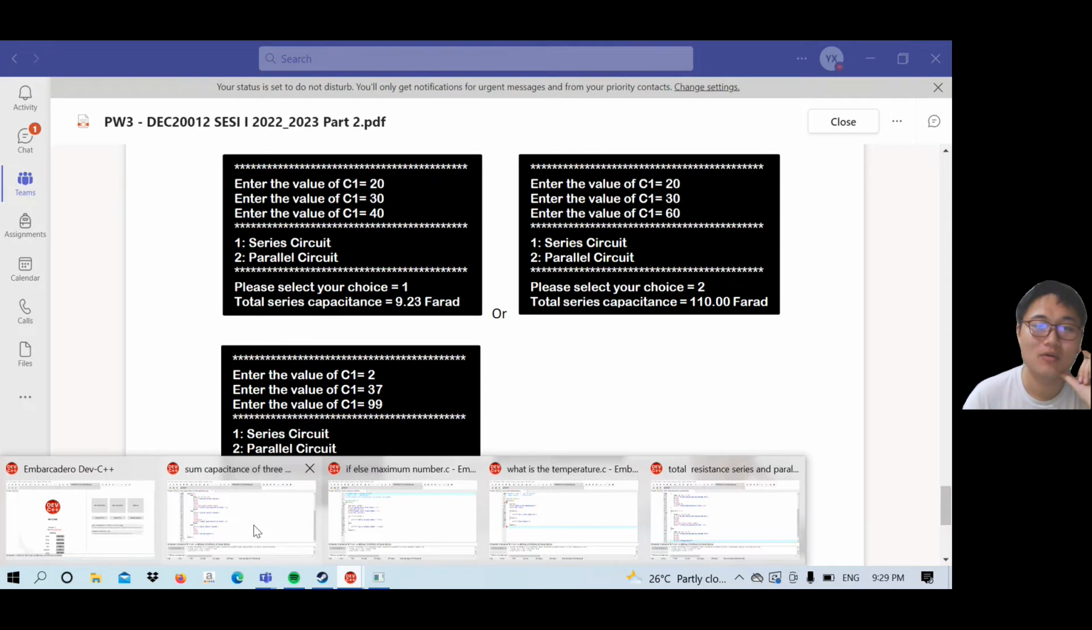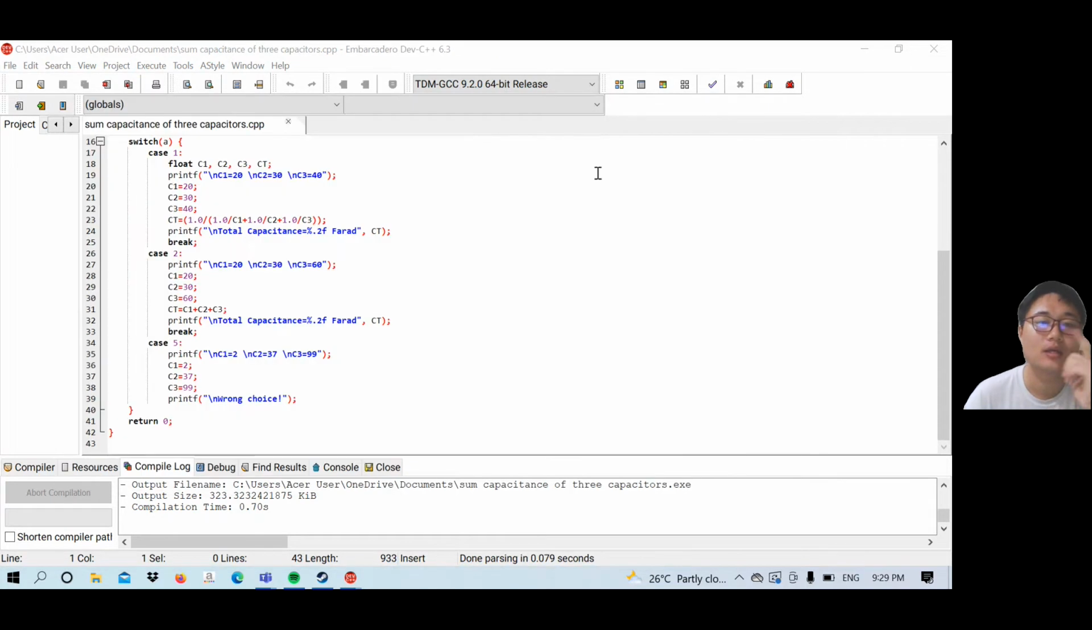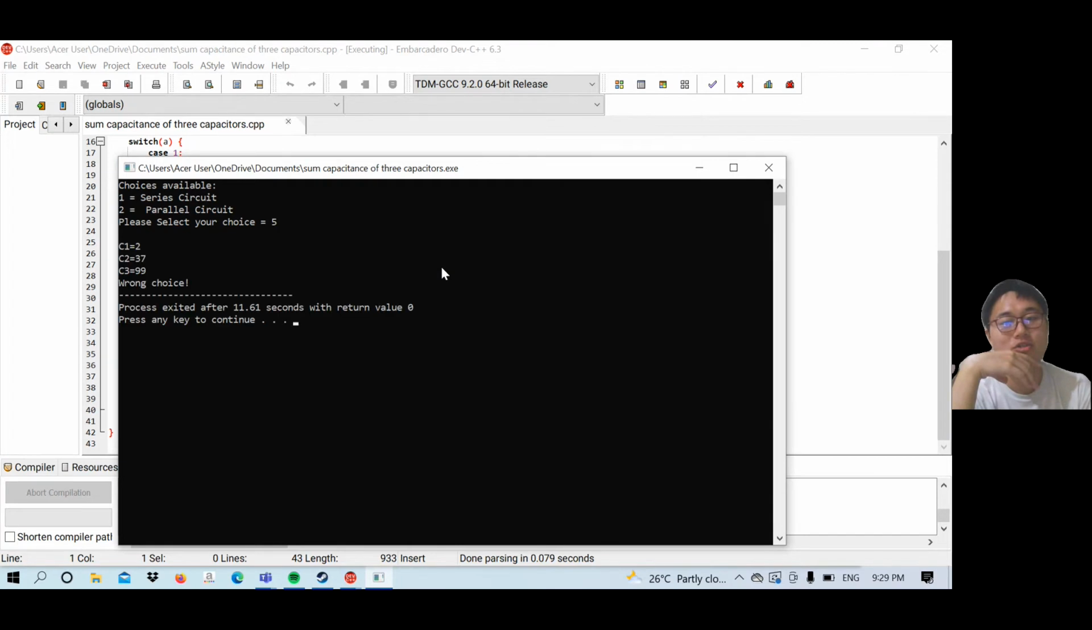And now for the final step, case number 5. So I compile and run. Please select choice 5. And what will it show? Press enter. Wrong choice, even though I already typed the values of the capacitors for the display. And that's the end of my presentation for Practical Work 3 Part 2.